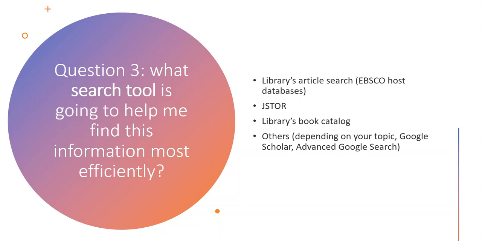Question 3 is what kind of search tool is going to help us find this information? And in this case, as we said, we're going to look at the library's article search, which links us up to our EBSCO databases. JSTOR, which is an article database that also has ebooks. It's very strong in the humanities and in historical material, and the library's book catalog. And if you're also having trouble finding materials on your topic, it may be that search tools such as Google Scholar or Google Advanced Search could help you.